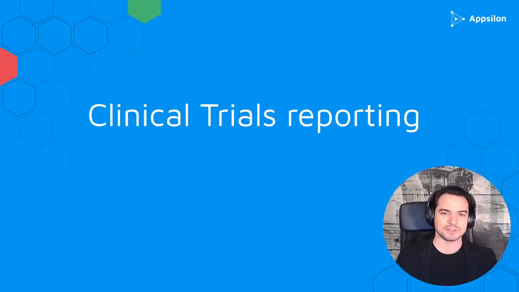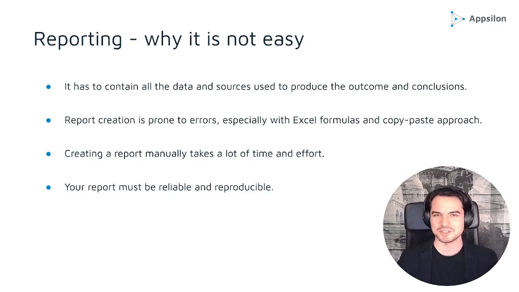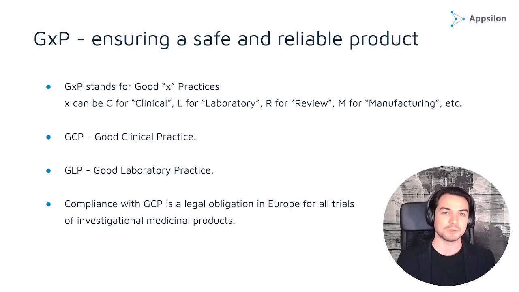So when it comes to clinical trials, the common pattern that we see is actually that reporting is not easy. Of course, the analytics part is always a big challenge. However, once you have the results, you need to actually put them all into a report. You need to make sure that it obeys all the standards and that it can be easily reproduced. So it has to contain all the data and the sources that were used to produce the outcome and conclusions. It is prone to errors because when you do it manually and you use copy-pasting from Excel, for example, or copy-pasting some graphs, charts, it is cumbersome work that takes a lot of time and effort. And of course, whenever you create a report, you need to make sure that you are able to reproduce this report when asked, because this is what regulations require you to do.